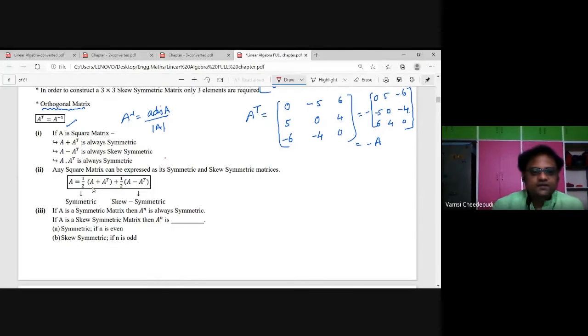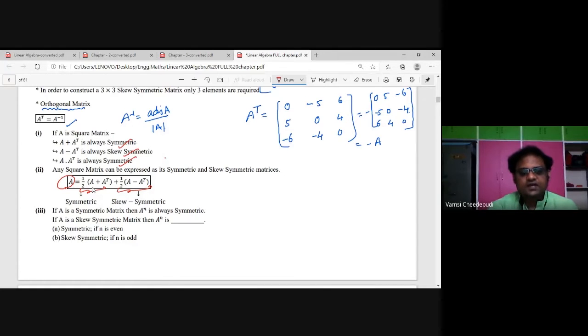If A is a square matrix, A plus A transpose is always symmetric, and A minus A transpose is skew symmetric. I think I showed this example in the last class also. A into A transpose is always symmetric. It means that every square matrix A can be expressed as a symmetric plus a skew symmetric matrix: A equals half into A plus A transpose, plus half into A minus A transpose.